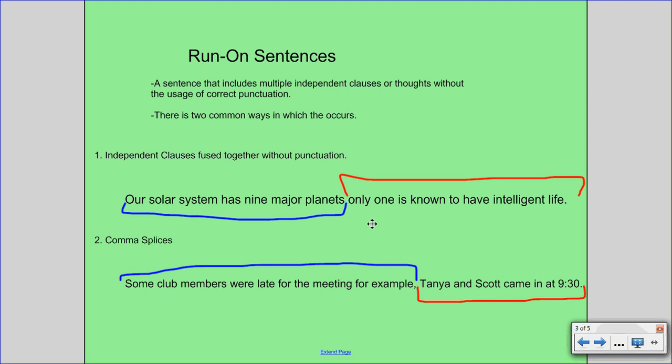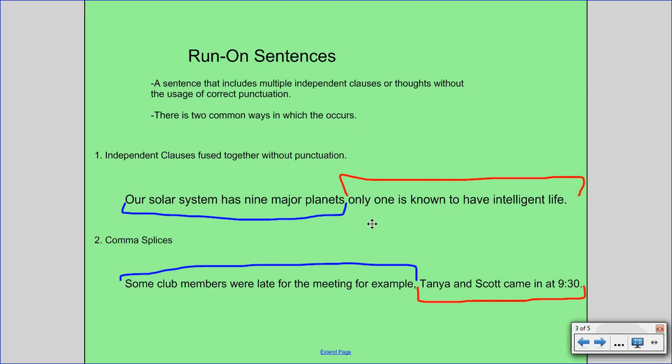Now, as you know from our semicolons lesson, there are 3 ways we could do this. The first way is we could put a comma and a conjunction. So we could rewrite the sentence to read, "Our solar system has 9 major planets, and only one is known to have intelligent life." We could make them 2 separate sentences. We could put a period after the word planets and then capitalize the word only. So they're 2 separate sentences. Then we also have the option of inserting a semicolon in between the word planets and only. It would still be one complete sentence, but the independent clauses would be separated.